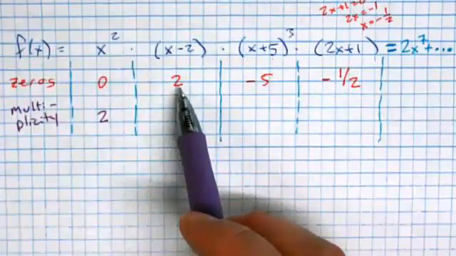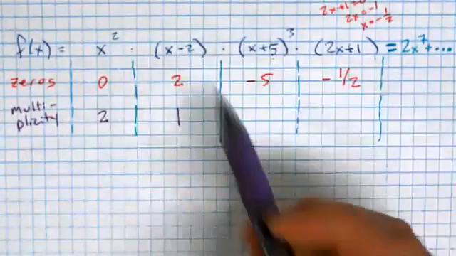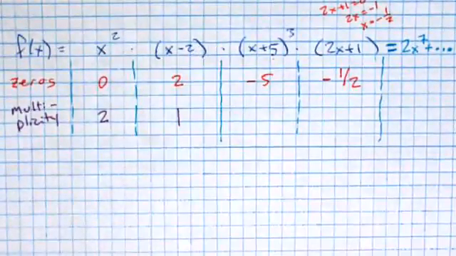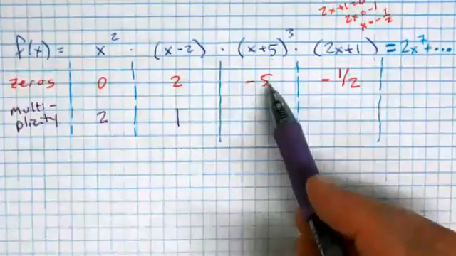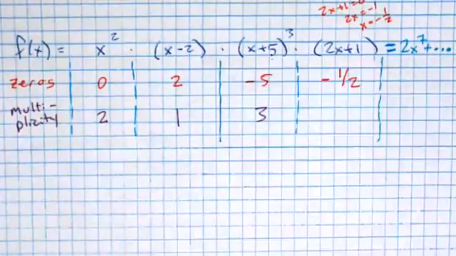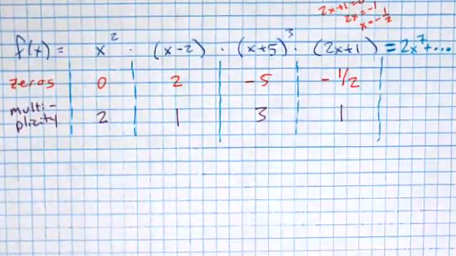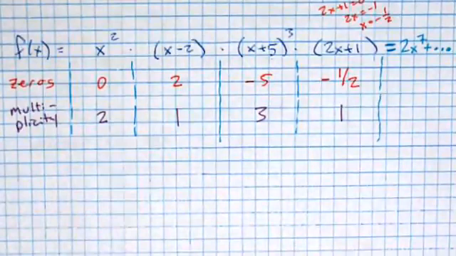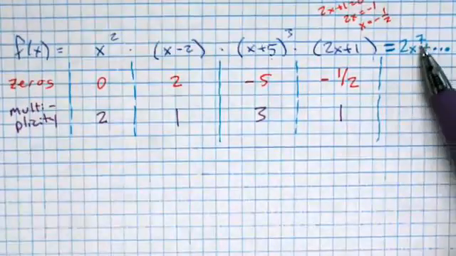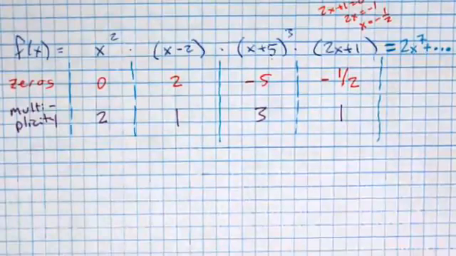Positive 2 has a multiplicity of 1. We don't have an exponent on there, but you know it would be a 1 if we needed to write one in. Negative 5 would have a multiplicity of 3. 2x plus 1 would have a multiplicity of 1. And if you were to add up all those multiplicities, what would you get? 7, which is the degree of the polynomial. That's not a coincidence. We'll get into a lot more with zeros and degrees and that kind of stuff next time. We'll be spending a few lessons on polynomials.